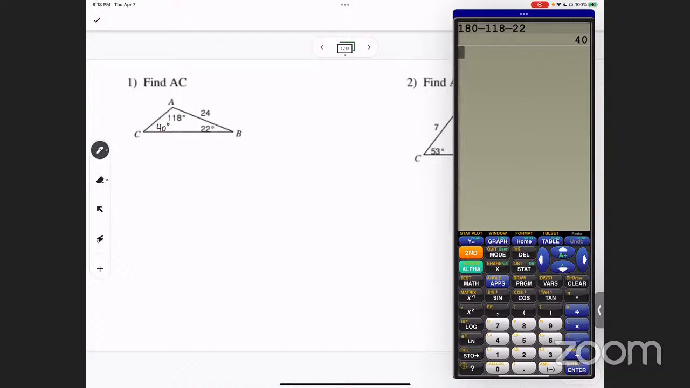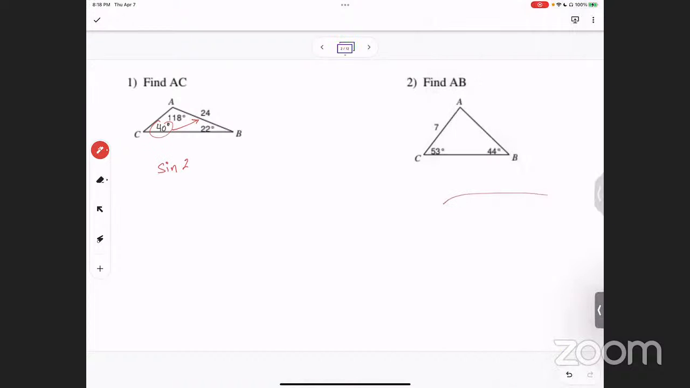Now that I have that, what can I use? I have a side and an angle across from it. What can I use? You can use angle, side. Well, which one, law of sines or law of cosines? Law of sines. That's right, that's what I was looking for. So the law of sines says the sine of A over A equals the sine of B over b. Sine of 40 divided by 24 equals the sine of 22 divided by b, lowercase b, which is over here.